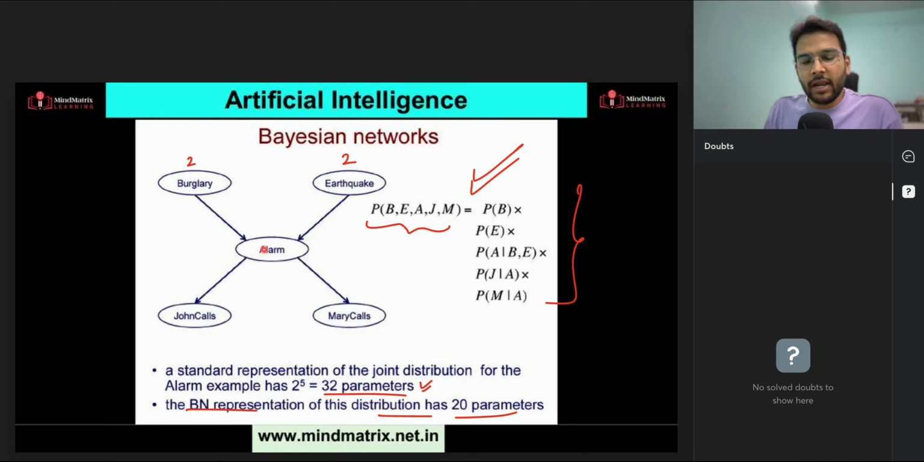And what about alarm? So alarm is conditionally dependent on burglary. Alarm is conditionally dependent on earthquake also. So it is like this: alarm given burglary and earthquake. So how many parameters? 8 parameters, right? 8 parameters will be there. Correct. And what about this one?